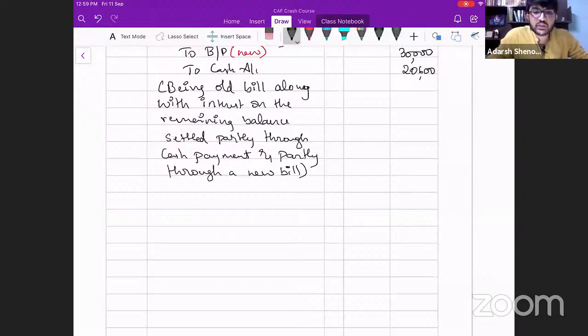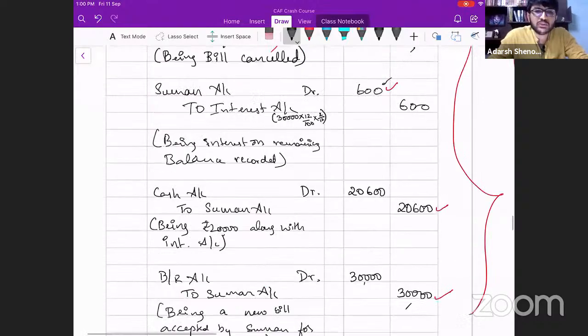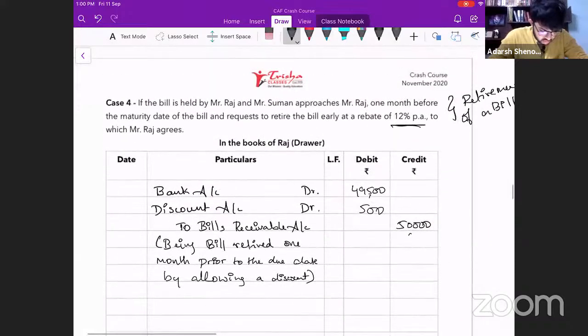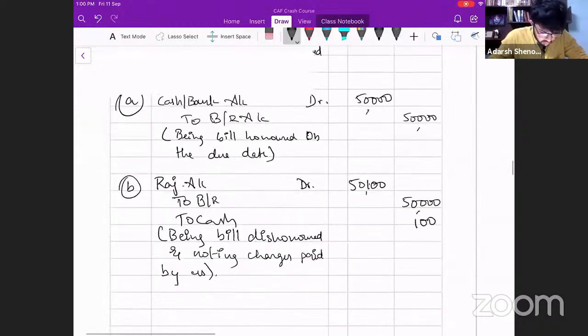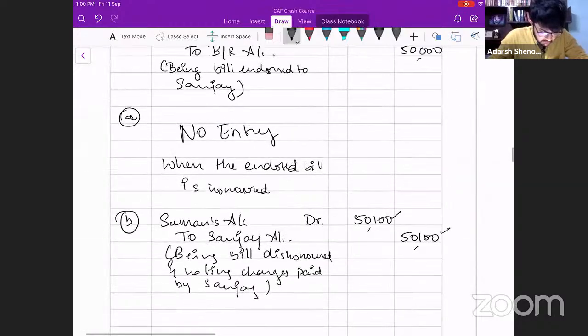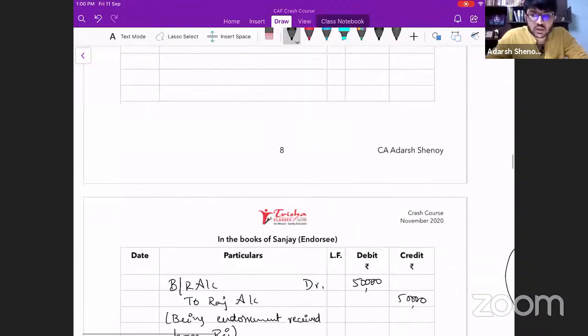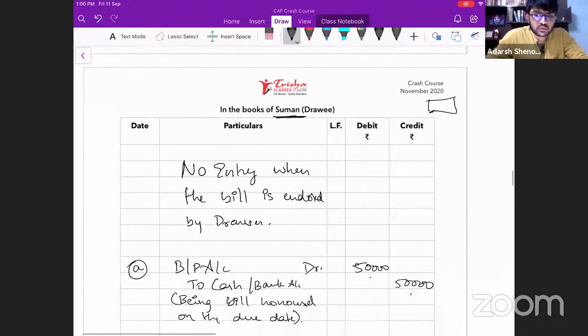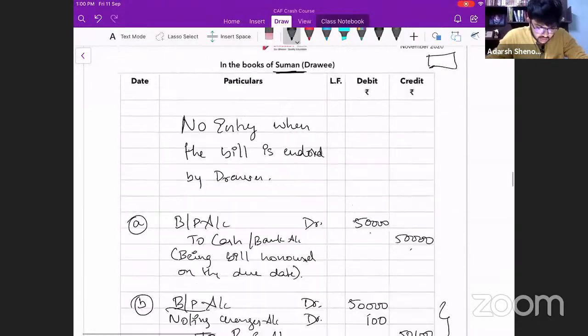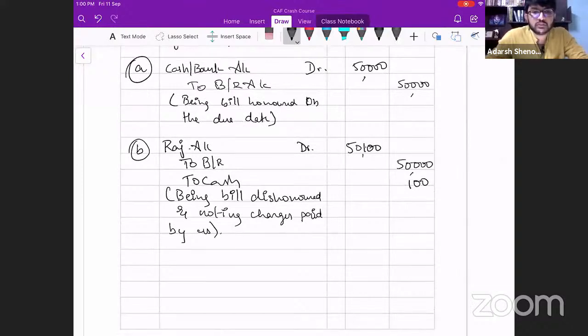Sir, in case 3, when the bill is endorsed to Sanjay, noting charges will be paid in hand by Sanjay as he's holding the bill on maturity date. But why do we credit cash account as if we are paying noting charges in hand? Who is crediting, Chandan? We have not credited in Raju's books. Have we credited cash? No, we have not. In Sanjay's books only we have credited 100 rupees because he is paying.